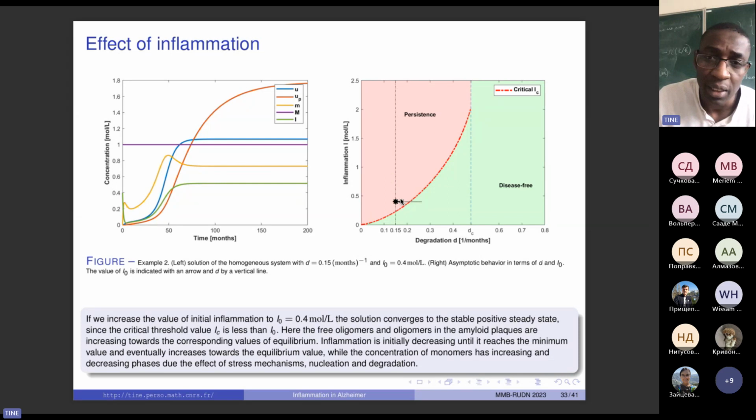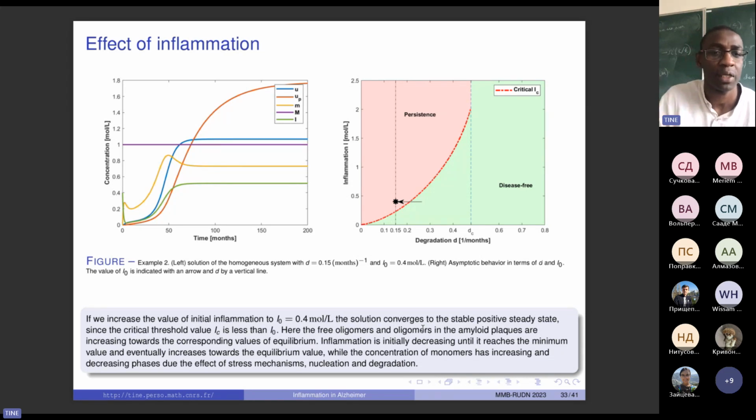And so that means when my I0 is above this red line, we also have persistency here, and we have the disease-free equilibrium here, but we do not converge toward the disease-free equilibrium. So if we increase the value of initial inflammation I0 to 0.4, the solution converges to the stable positive steady state.